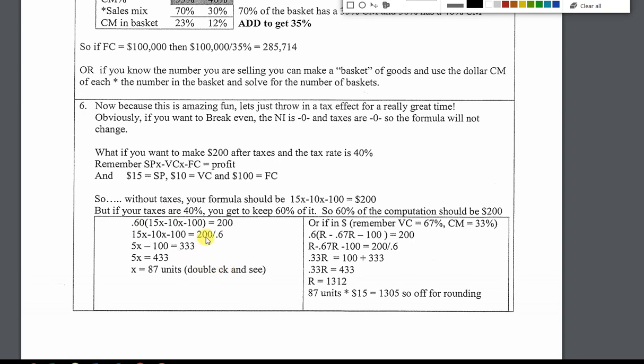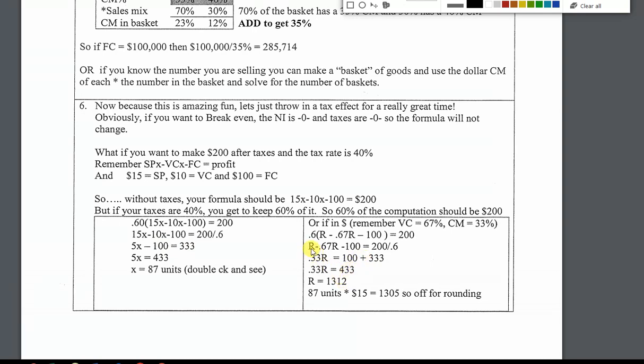Okay, so now I can solve 200 divided by 0.6 is 333, and I can solve for x and I get 87 units. Okay, or if I have contribution margin percent, I can do the same thing. Take 200 divided by 0.6, I get 333, and fixed cost plus target profit. Fixed cost plus target profit is 433. 333 target profit, fixed cost 100,000. Okay, 433 divided by 0.33.